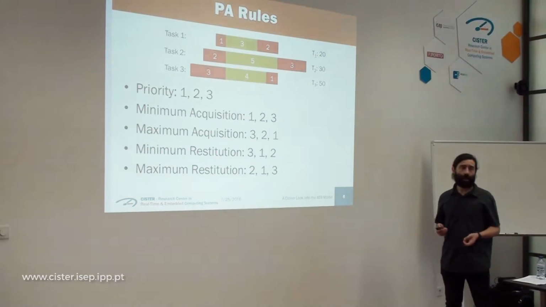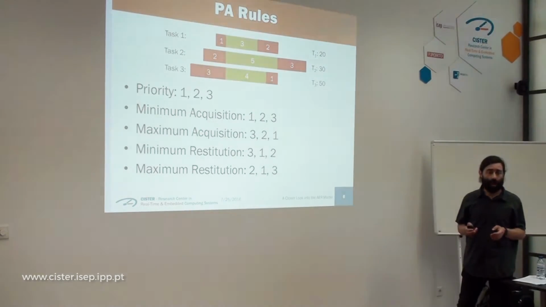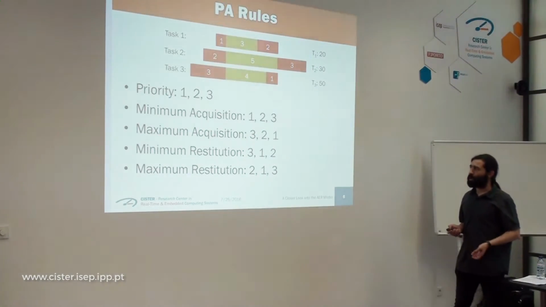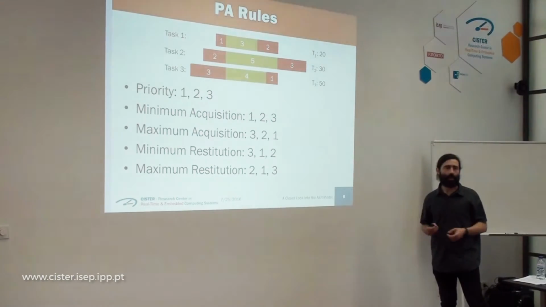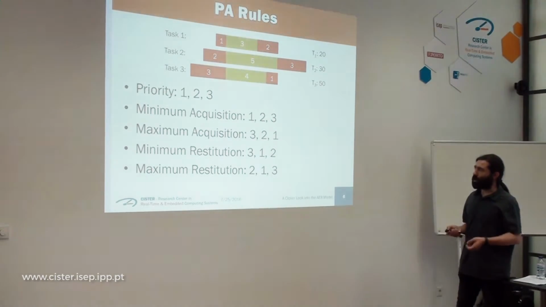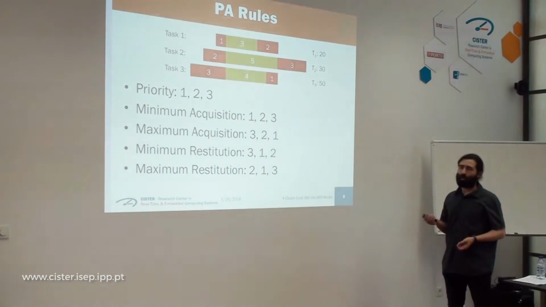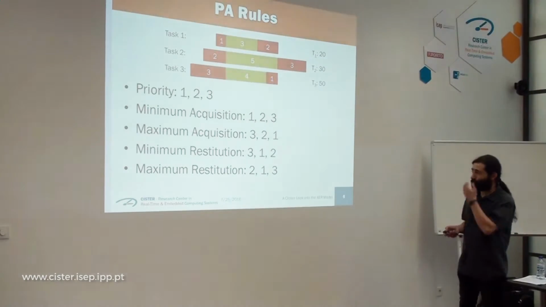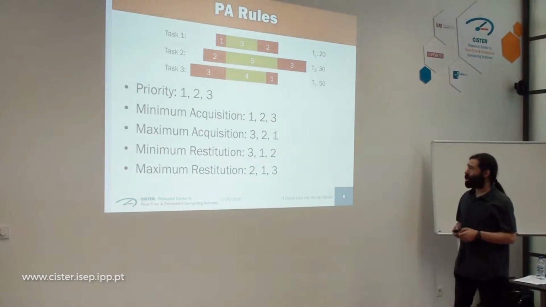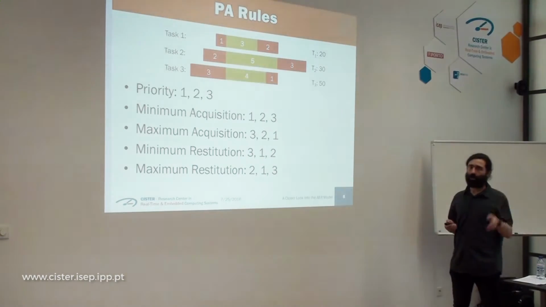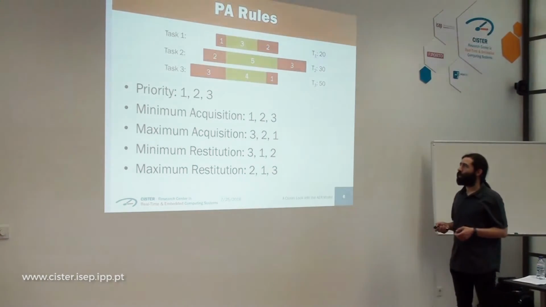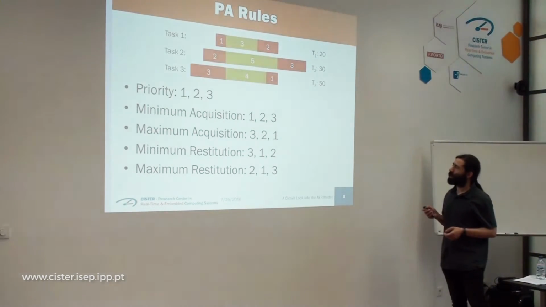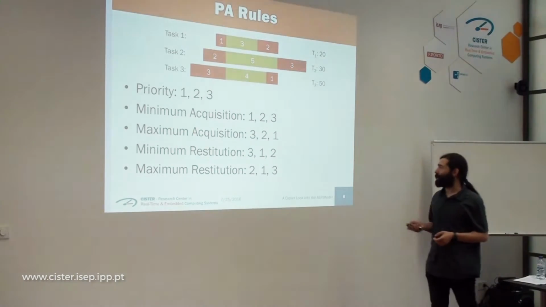gives priority to the task that has the minimum A phase among all tasks that are ready to execute. The maximum acquisition gives the priority to the task that has the maximum length of A. The minimum restitution is the same as minimum acquisition, but for Rs, and maximum is the same for Rs. So, for instance, take minimum restitution. Here we give priority to the task that has a minimum R. So in this case, task 3 will be selected first, then task 1, and then task 2.